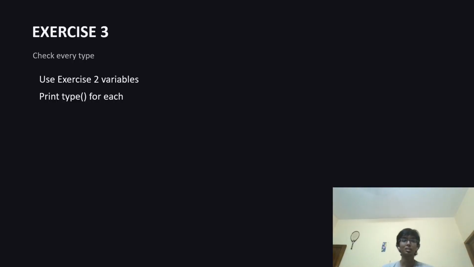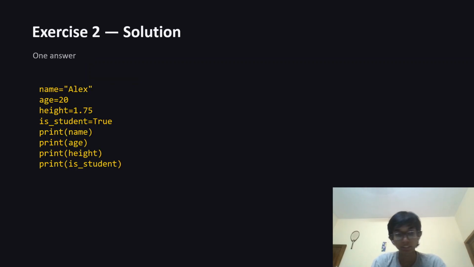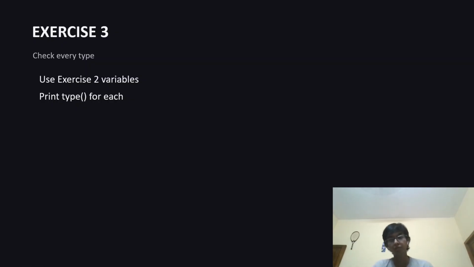We are going to exercise 3, which is to check every type. Use exercise 2 variables. Print the type for each one. Whatever we did over here, for all these variables we have made, we are going to check types for all those variables. So we have 10 more seconds, guys. It's not much of a deal, especially with autocomplete in VS Code. Come on, you can do it.